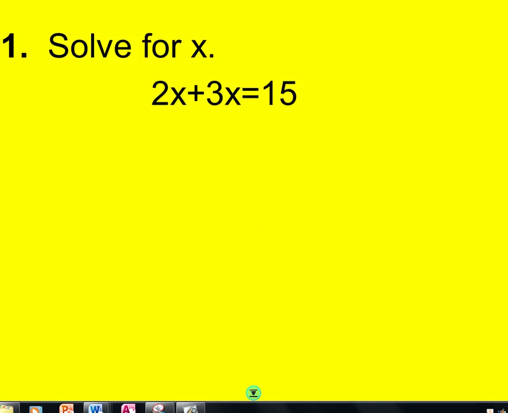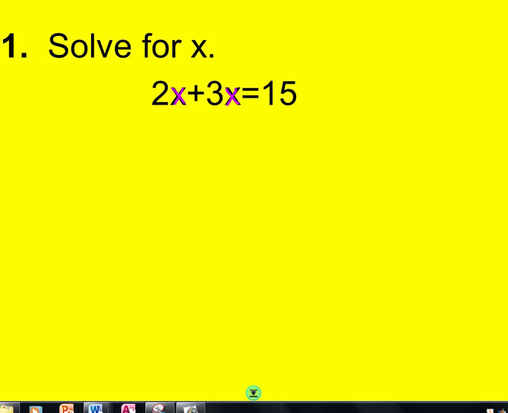So why is that important? Well, in my 5 equations, we have like terms, so it's important that you collect your like terms first before you solve. For my first equation, I am asked to solve for x. So I have 2x plus 3x is equal to 15. So, as you can see, I have x's in 2 different terms. So right away that tells me I have like terms and I need to add them together so that I can simplify my equation more.